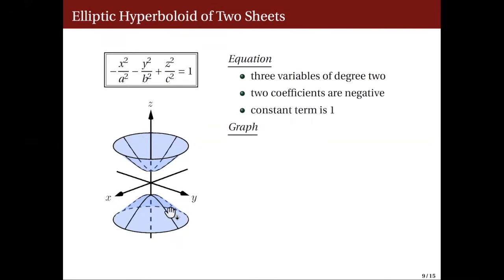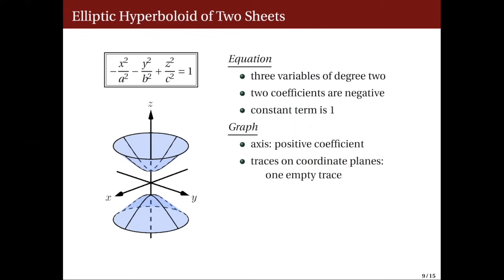For the graph, we can see that this quadric is also axial. It has an axis. In this case, it is the z-axis. And if you observe from the equation, the variable z is the only variable with the positive coefficient. Also here, you can see the traces on the 3 coordinate planes. The trace on the xy plane is nothing. The quadric does not intersect the xy plane, so it is empty. While the trace on the xz plane and on the yz plane are both hyperbolas.